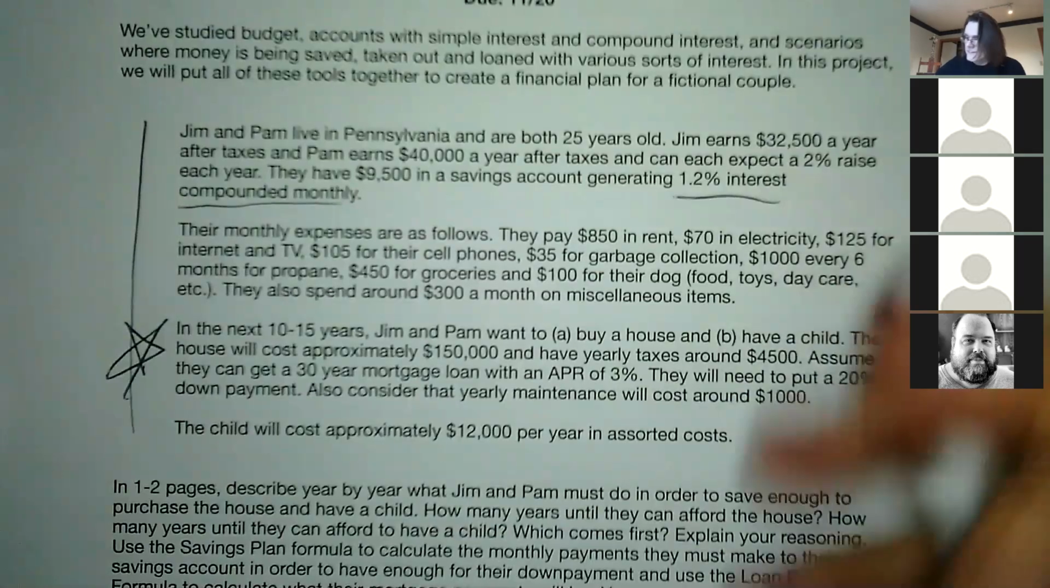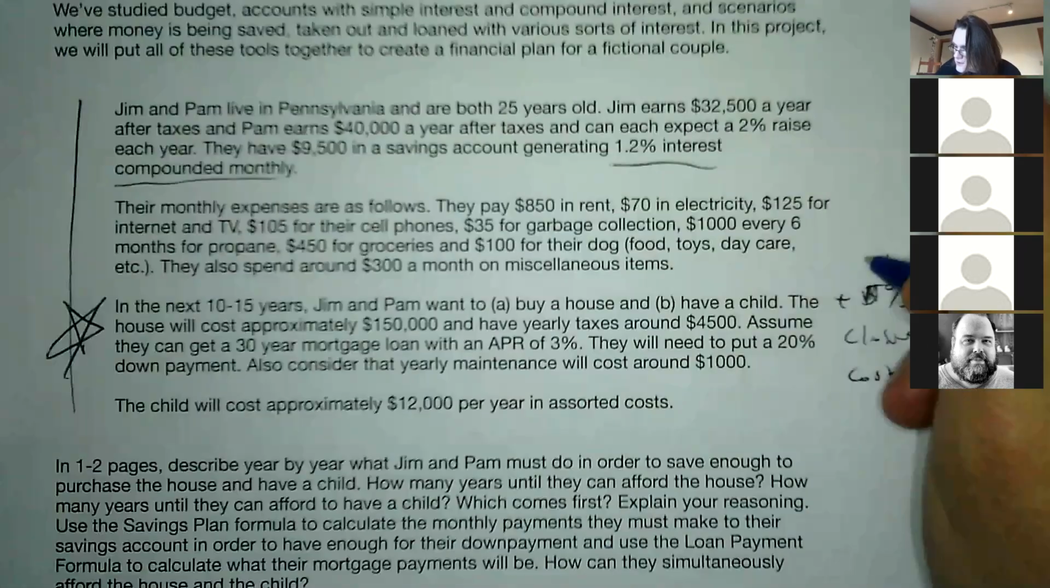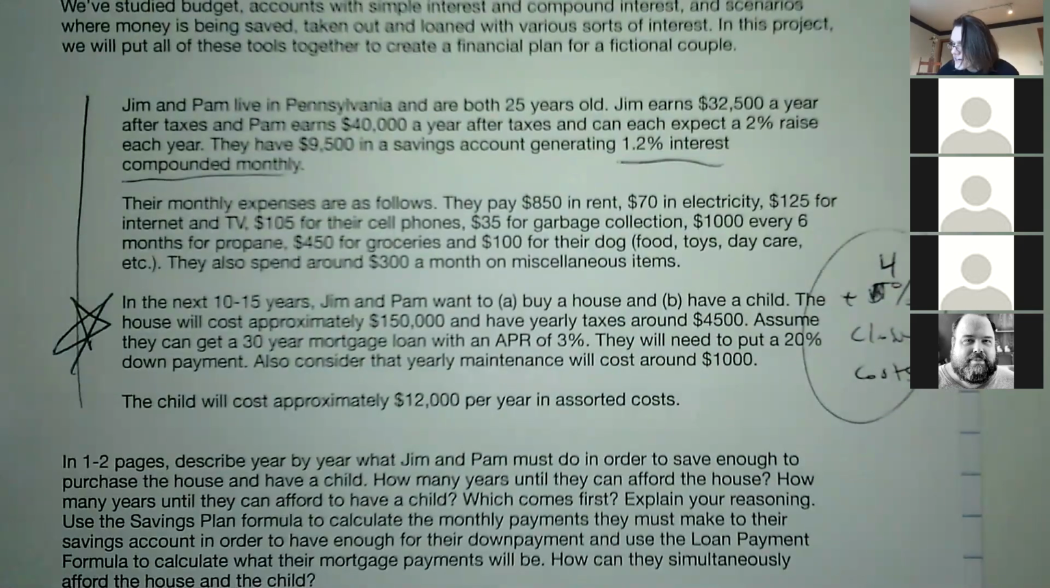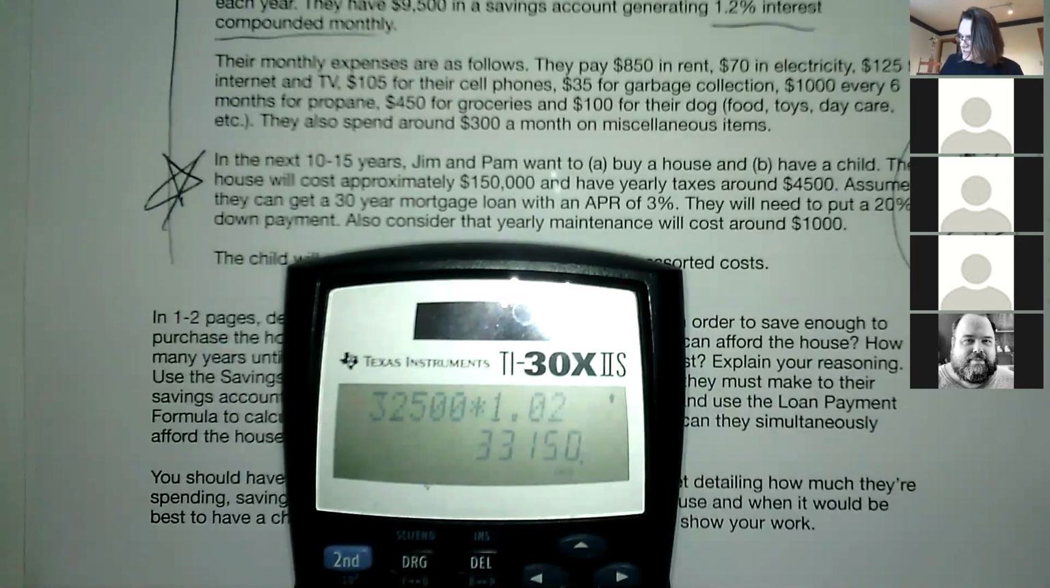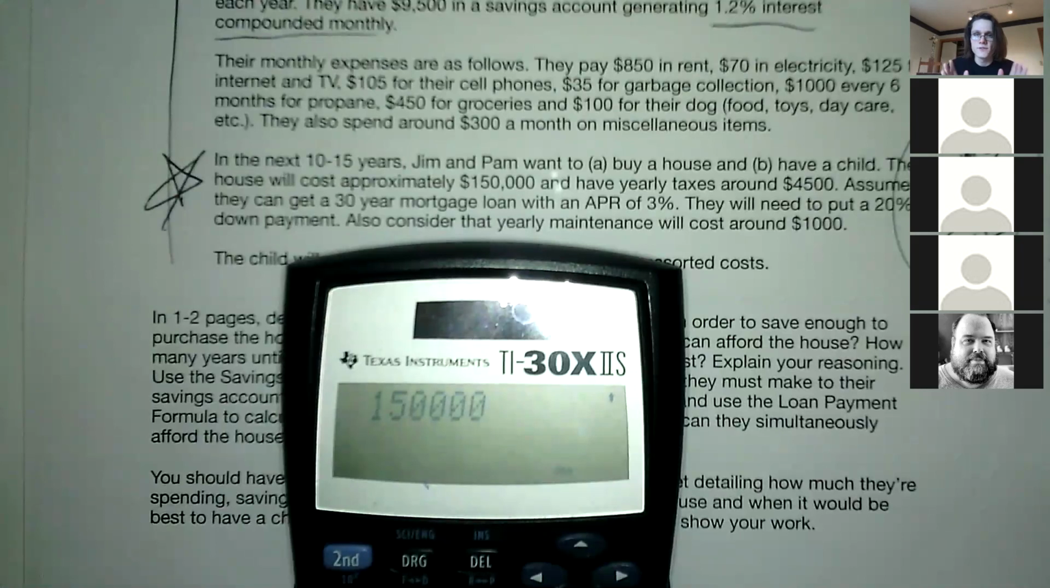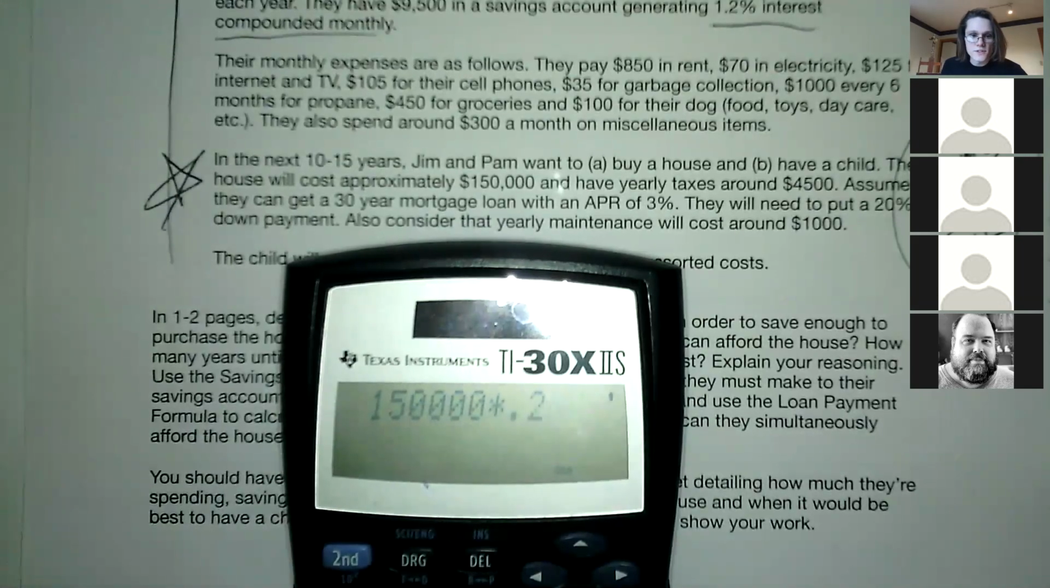Oh, and I'll add this when I post it online. There's also 4% closing costs. Basically, how that works out is the house costs 150, so I'll give you a hand with some of this. You want to put down 20%, so times 0.2. 20% of 150 is 30,000. So they need to have $30,000 on hand in cash in order to buy the house.